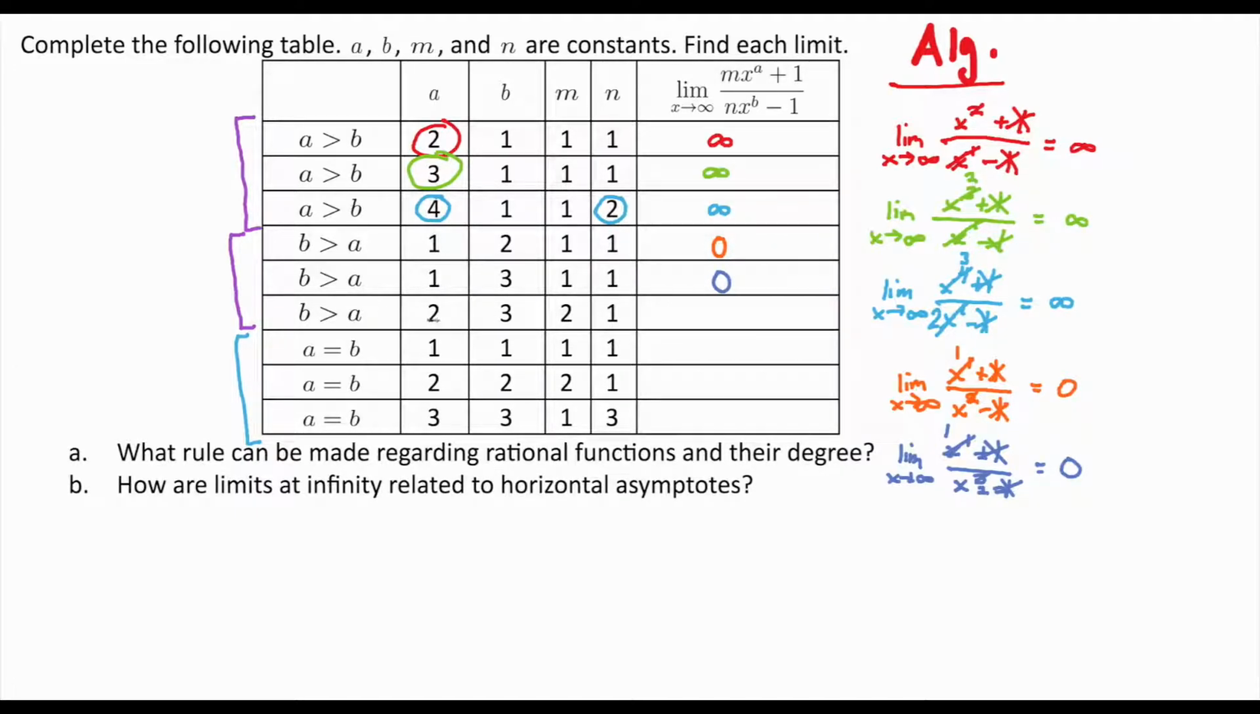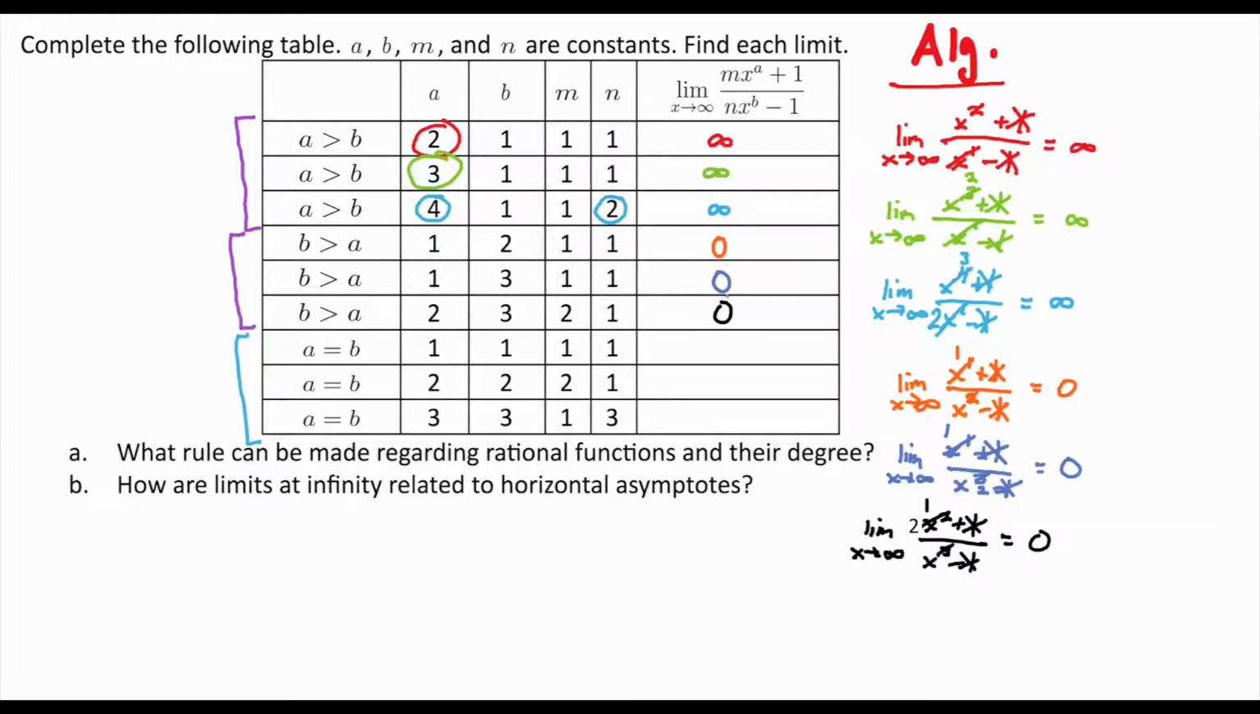Okay, this next one right here, B is still greater than A, so A is 2, B is 3, M is 2, N is 1. So let's work this one out really quick. So we have the limit as x goes to infinity of x squared plus 1 over x to the third minus 1. Again, these ones are meaningless. Let's get rid of them. X to the third, the x squared is going to cancel here, so you have 2 over x. X is going to infinity. So again, you have 0.